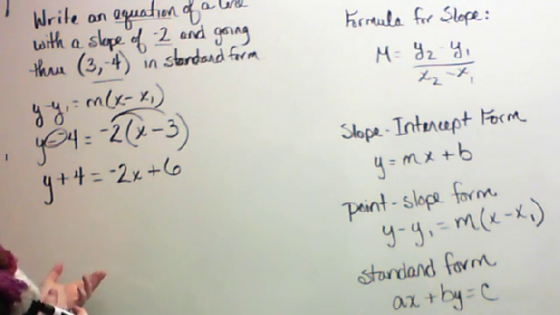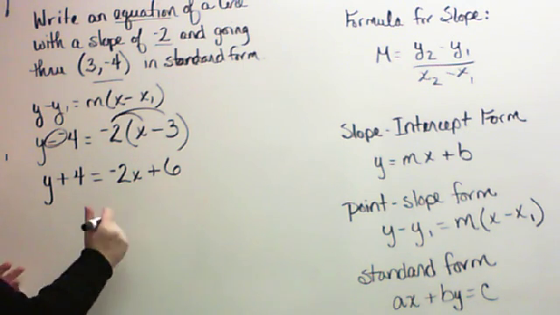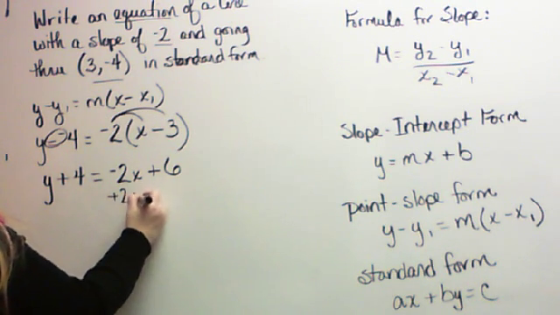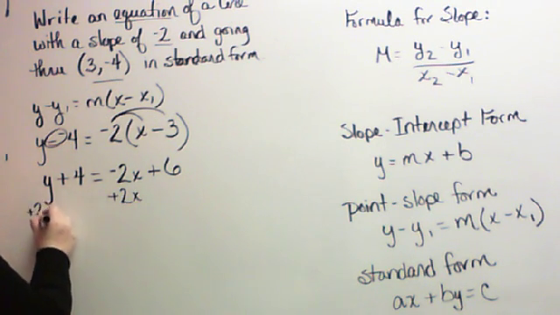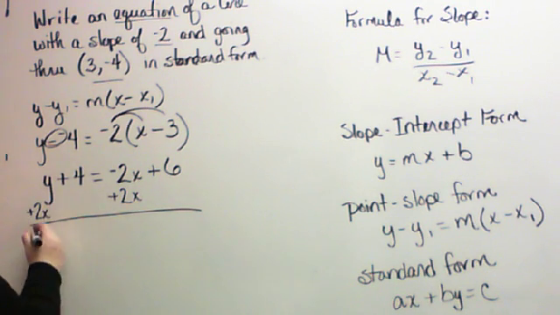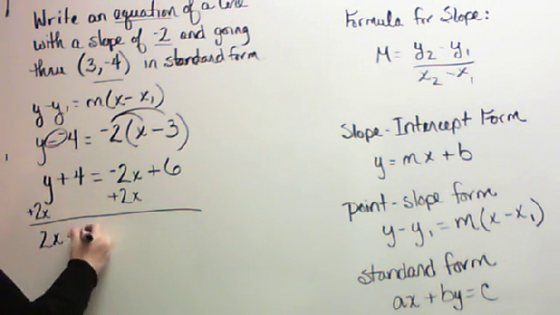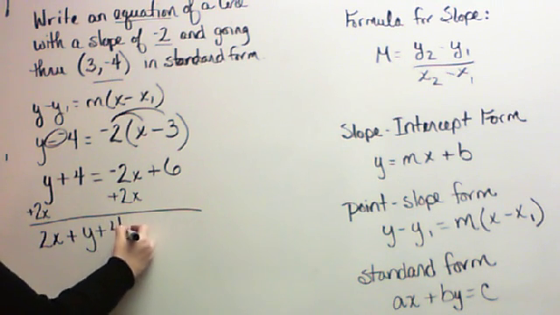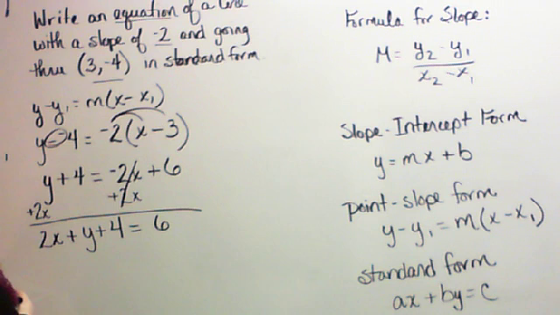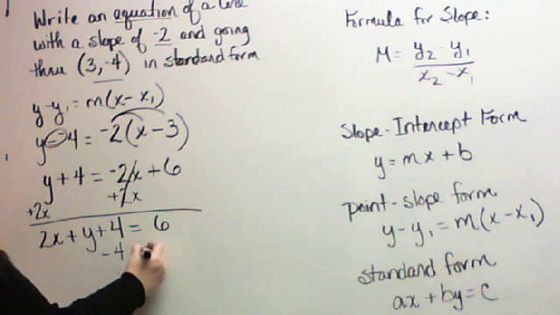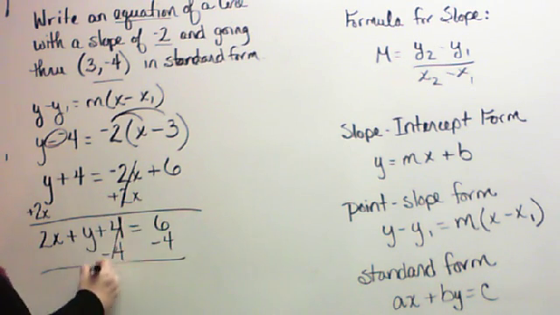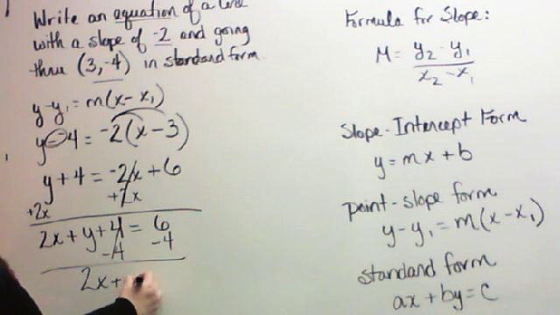So I need to get my x and y on the same side. So instead of moving the 4 over first, the first thing I'm going to do is move this 2x over. Now I don't combine it with anything up here because none of them are like terms. That gives me 2x plus y plus 4 is equal to 6. Now I have a positive x, so that's good. And I have a positive y. It doesn't really matter, but I do need to get rid of the 4. So I'll subtract 4 from both sides. And that'll give me 2x plus y is equal to 2.